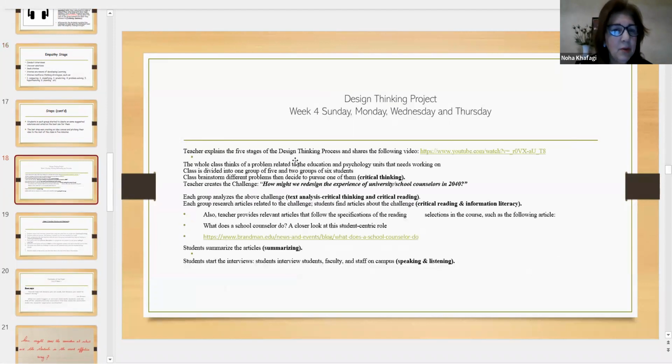Okay, I'm going to go through this. I'm not going to read this, but I'm going to go through it quickly. These are the stages. And the mini project takes 2 weeks. I started in week 4 in the semester. And I start with explaining what design thinking is, and they see a video, and then the class is divided, as I said, and they go out and do critical thinking and critical reading, and they create the challenge. All this is here in this slide.